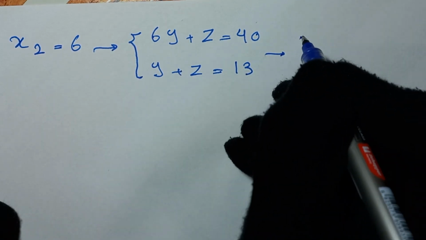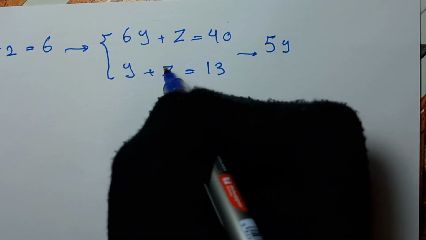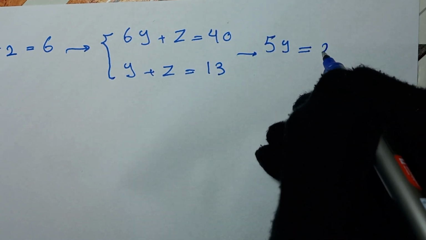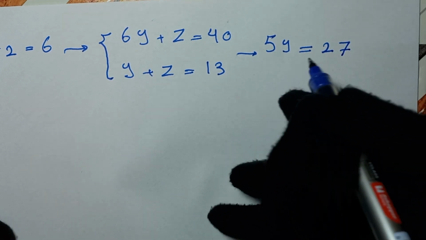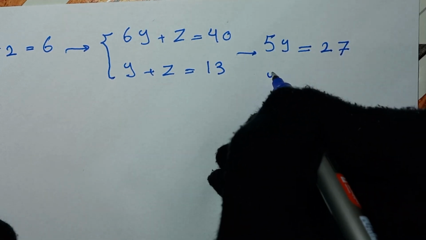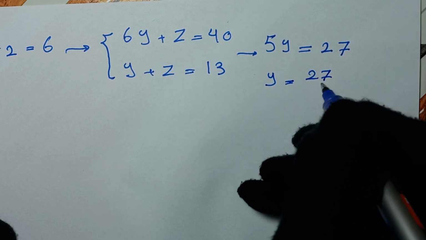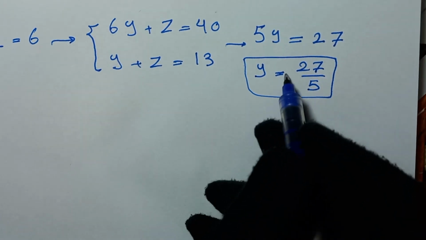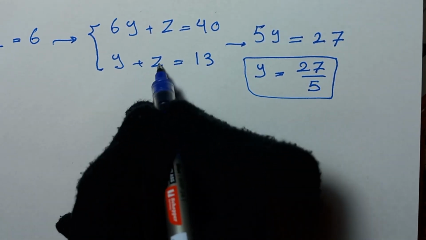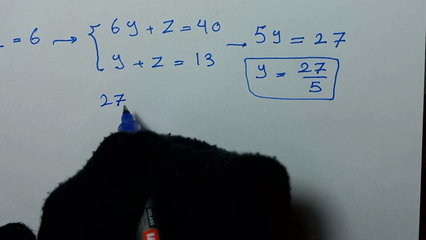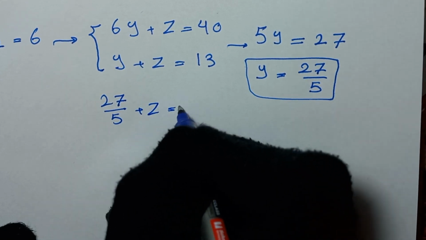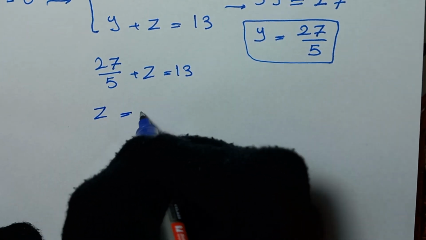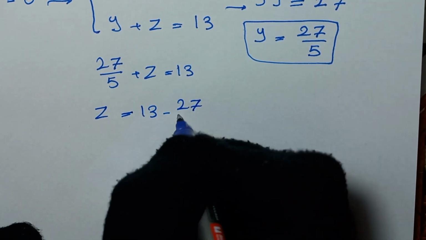And next step, we subtract these two equations, and it will be 6y minus y, it will be 5y, and z minus z, it will be 0, is equal to 40 minus 13, it will be 27, right? And here, we divide both sides by 5, so y is equal to 27 over 5. So we substitute in this equation. So here we have y plus z, so 27 over 5 plus z is equal to 13. And we take this to this side, so z is equal to 13 minus 27 over 5.